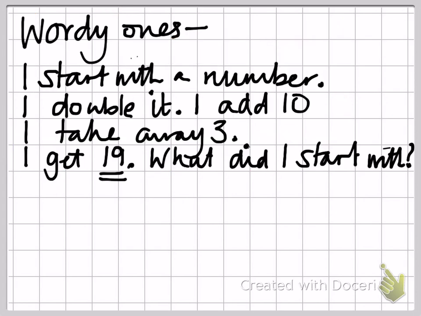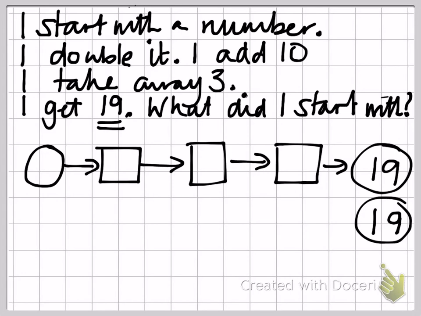Okay, sometimes and quite often you get these in the 11 plus test where they don't actually lay it out for you, they just give it to you in the form of words. So for this one, I start with a number, I double it, I add 10, I take away 3, I get 19. What did I start with? Now to show this graphically actually helps. So I'm going to go through this with you.